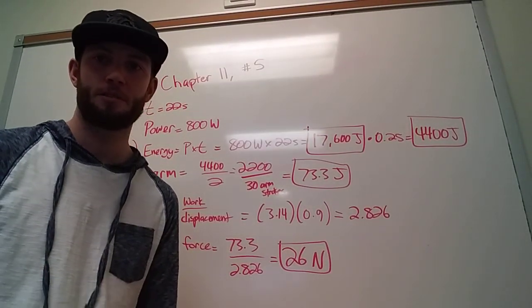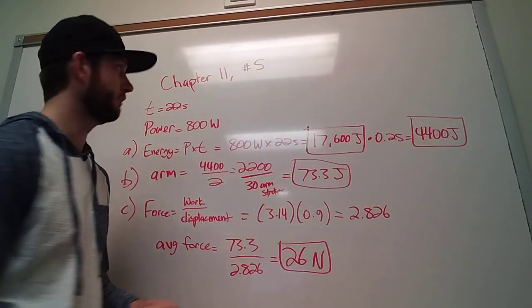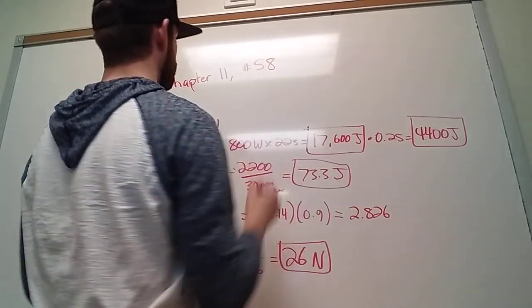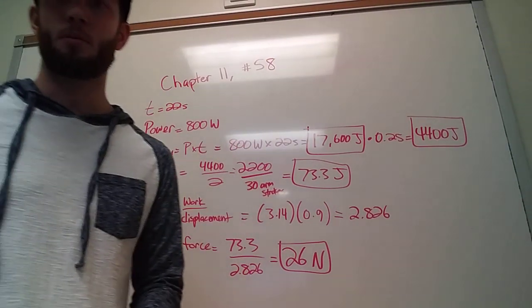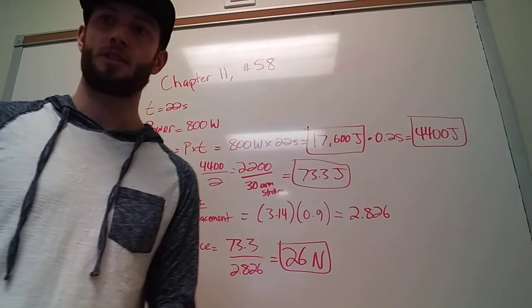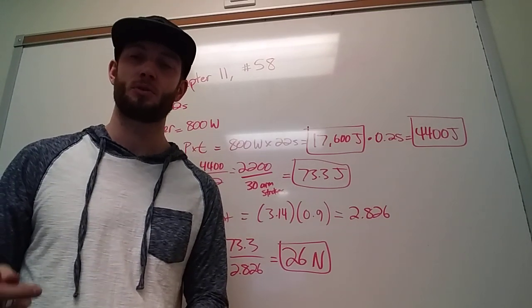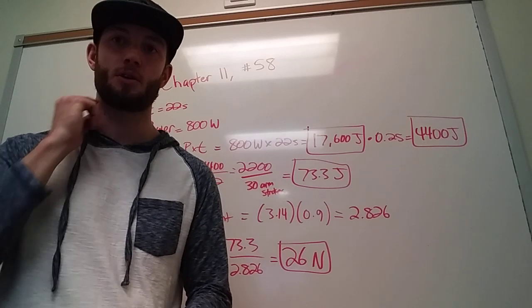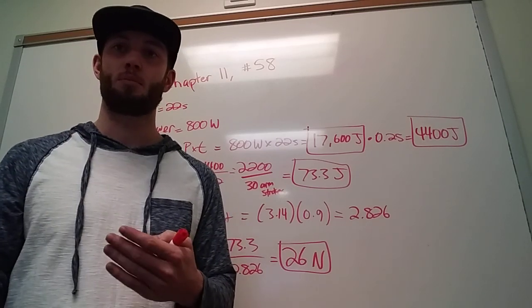All right, this is an explanation for problem number 58 in chapter 11. This problem states: a championship swimmer takes about 22 seconds and about 30 arm strokes to move through the water in a 50-meter freestyle race. It has three parts.